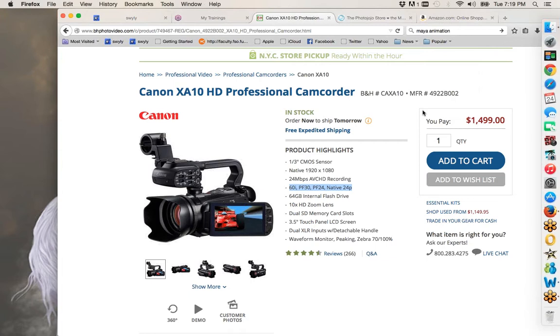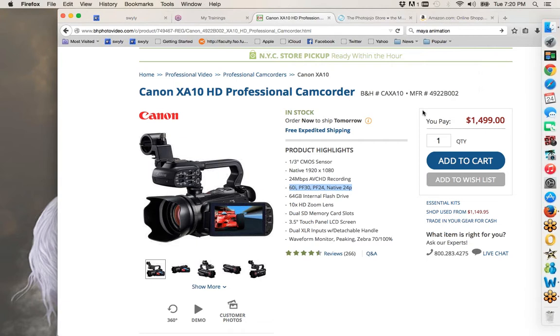And you will probably need a really good tripod, $300 or $400. You're going to need a good camera case and a tripod case. You're probably going to need a set of lights. And so this $1,500 purchase really quickly is going to become a $3,000 purchase by the time you add on all these other things you need.